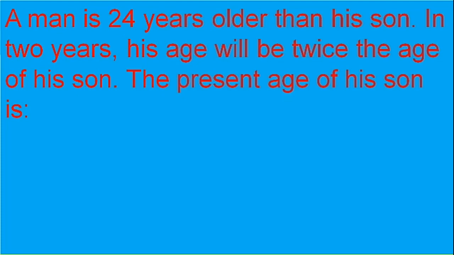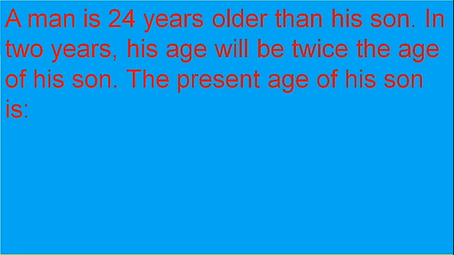A man is 24 years older than his son. In 2 years his age will be twice the age of his son. Find the present age of his son. Okay, a man is 24 years older than his son. In 2 years the age of the man will be twice the age of his son.